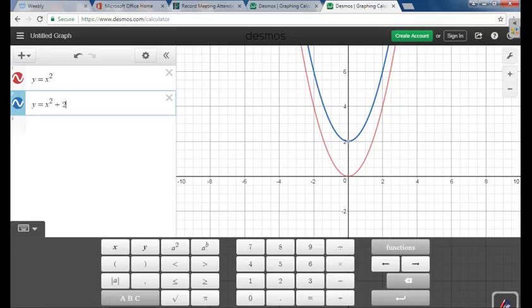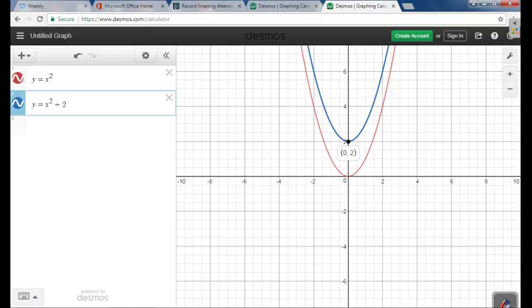One is 2, one is 0. The original, which is x squared, the red one, is (0, 0). But now it's (0, 2). So what did that 2 do to your graph? It moved it up 2. We call this a vertical translation. Move up means vertically, right? Vertical translation. So it moved it up.